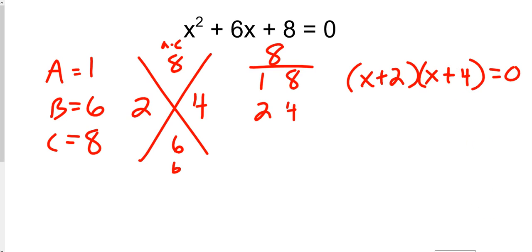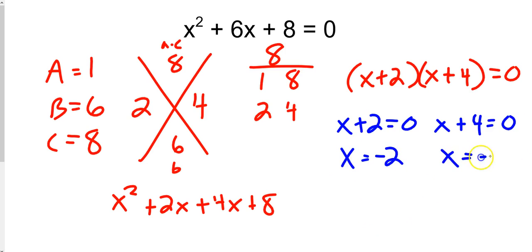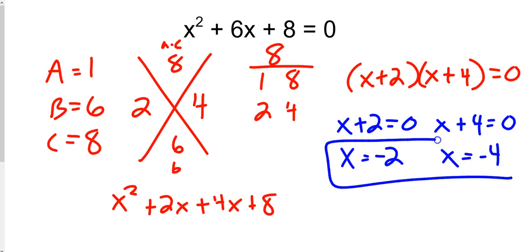If you did the rest of the AC method, you'd be trying to factor this by grouping: x squared plus 2x plus 4x plus 8. You'd do grouping on that, but you'd end up with the same thing, the x plus 2 and the x plus 4. Now that it's factored, we set each one of these equal to 0. x plus 2 equals 0, x plus 4 equals 0. And we find that x equals negative 2 and x equals negative 4. No need to check these. We're all good on this one.